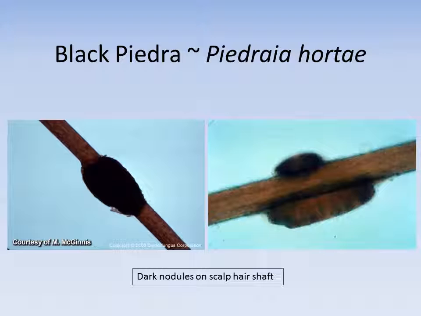And these two pictures are showing you the hair shaft with this black crusty kind of thing wrapped around it, the nodule.